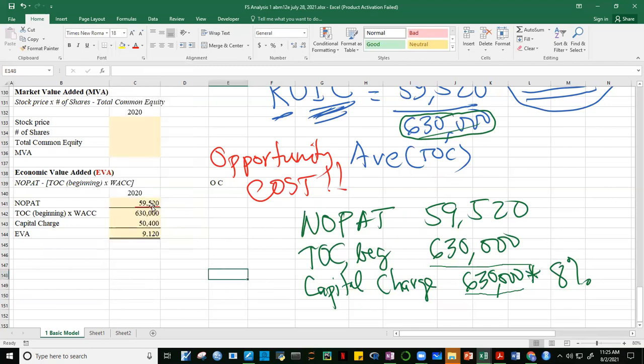Okay. NOPAT natin 59,520. Magkano yung capital charge? 50,400. So this is the charge for the use of the capital, kasi hindi nga libre yan. And it's born out of the concept of opportunity cost, which makes sense really. So EVA natin 9,120.